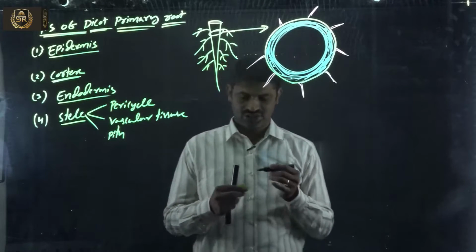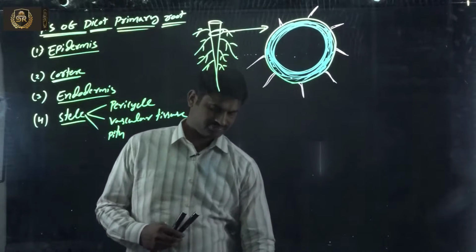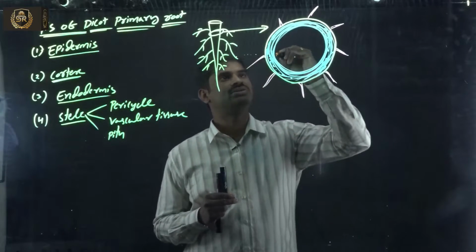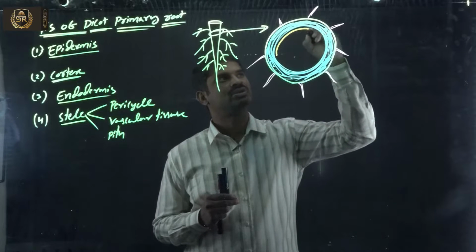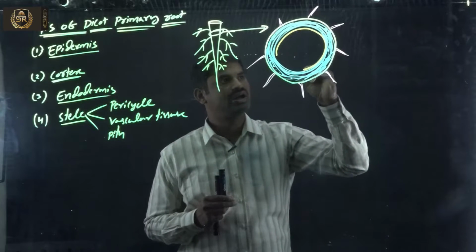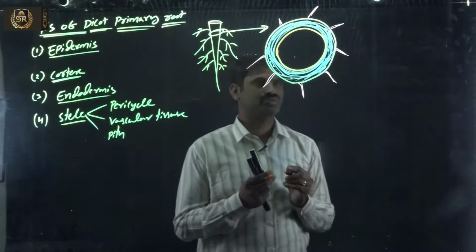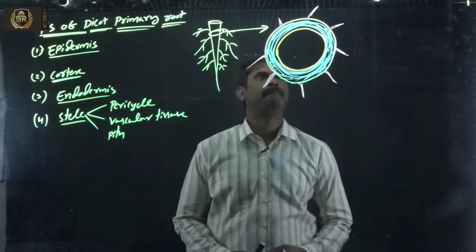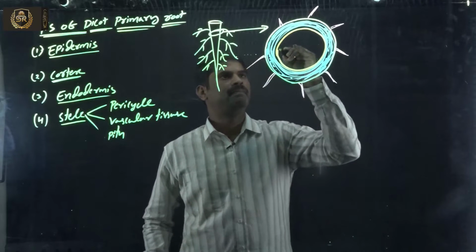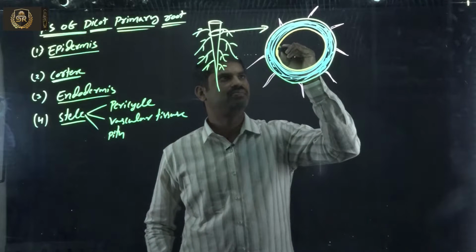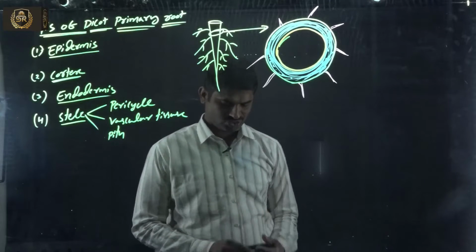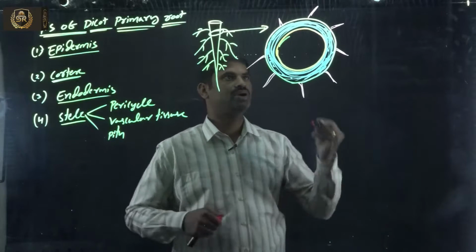The innermost part of the cortex is called the endodermis. This layer is called the endodermis part. Next one, pericycle. The innermost part is called the pericycle part.